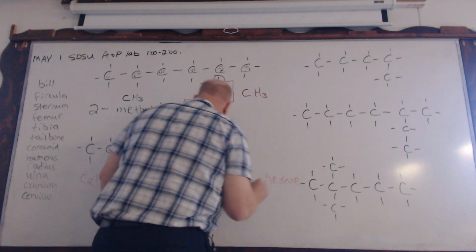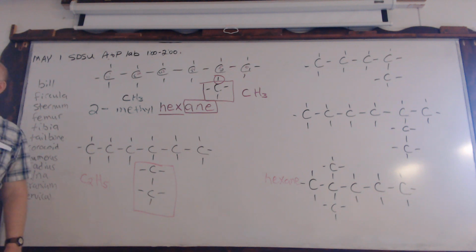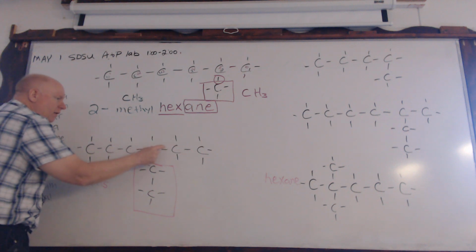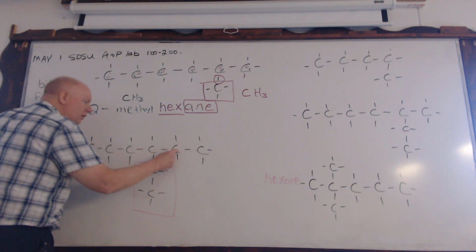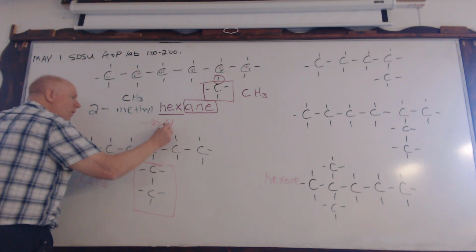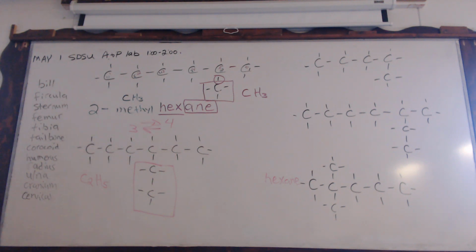So where is that ethyl group located? 3. Is anyone confused on where that 3 is coming from? Go right to left. If we go left to right, 1, 2, 3, 4, 5, 6. If we go right to left, 1, 2, 3. So if we're going that way, it's 4. If we go this way, it's 3. And you pick the direction that's smaller.